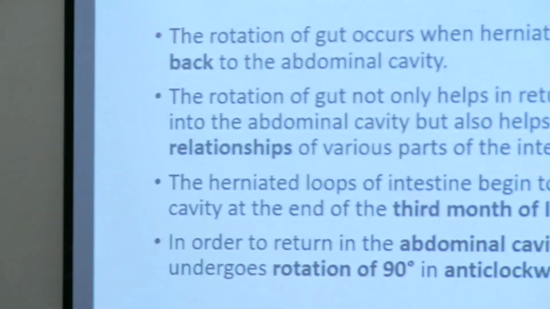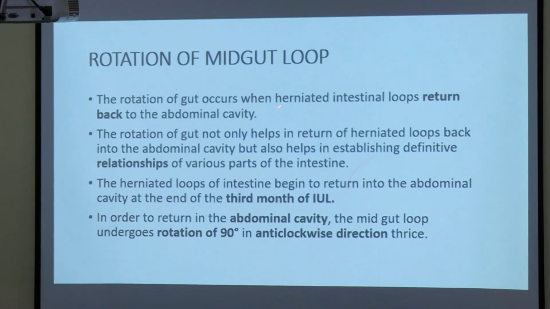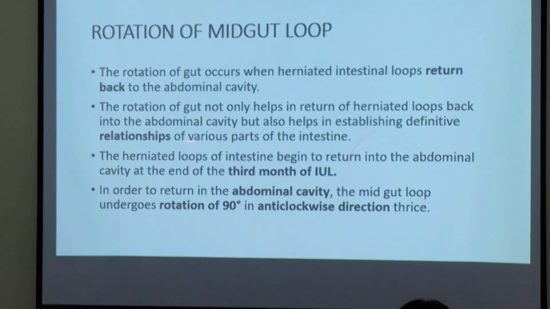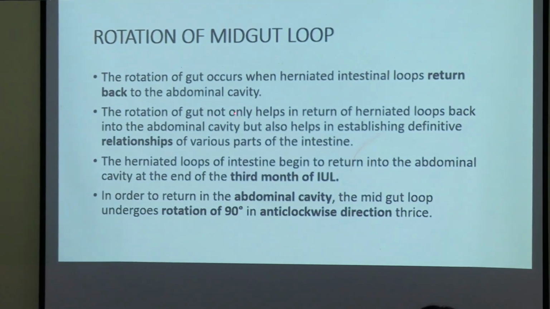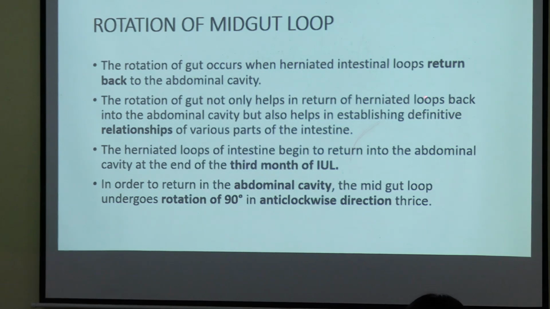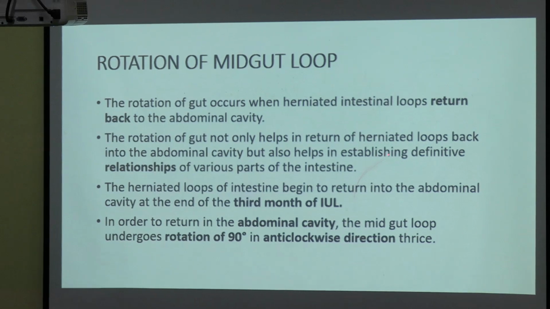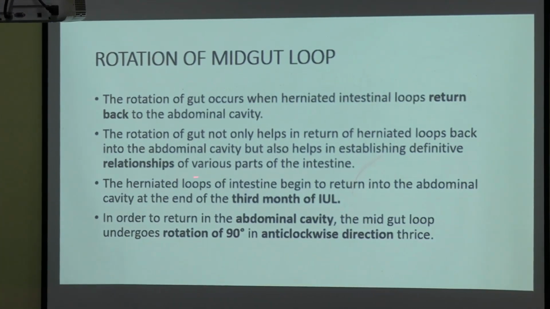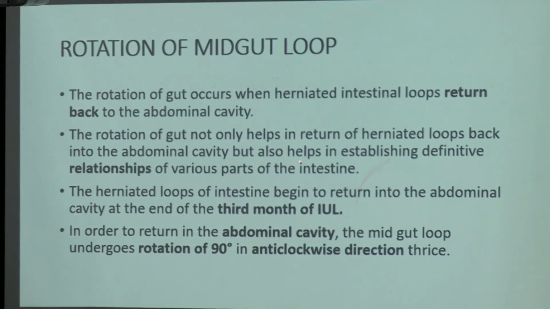Okay. Listen everyone. We have seen the herniation part. Stop talking. Next we have rotation of the midgut loop. The rotation of gut occurs when the herniated intestinal loop returns back to the abdominal cavity. The rotation of gut not only helps in return of herniated loops back into the abdominal cavity, but it also helps in establishing the definitive relationship of various parts of the intestine. That is nothing but your mesentery part, okay.